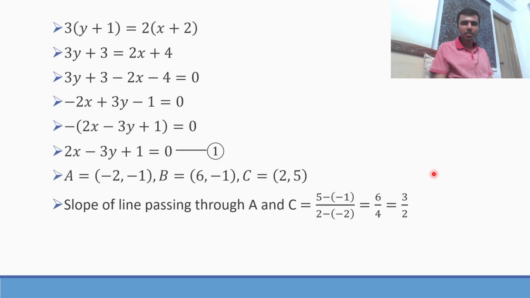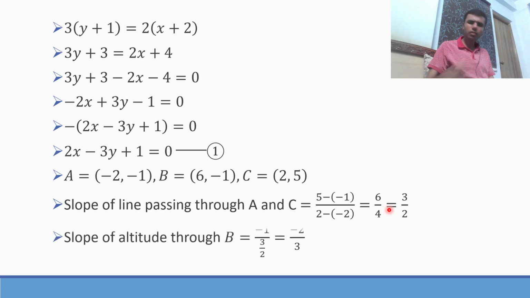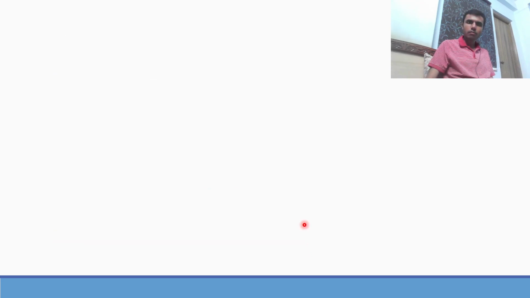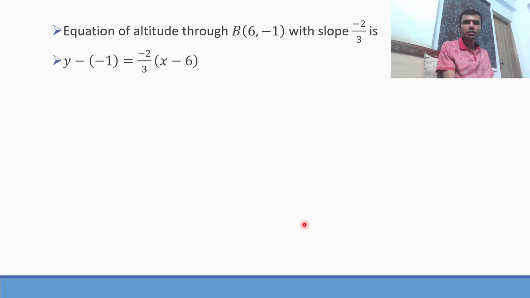So the slope of AC, the slope of the line passing through A and C: 5 minus of minus 1 by 2 minus of minus 2. So 5 plus 1 by 2 plus 2, which is 6 by 4, which is 3 by 2. So the slope of our altitude through B will be minus 1 by 3 by 2, which is minus 2 by 3. Hope it is clear. Now my point is B, (6, -1), slope is minus 2 by 3. y minus y1 is equal to m into x minus x1 again. Here my x1, y1 is this.